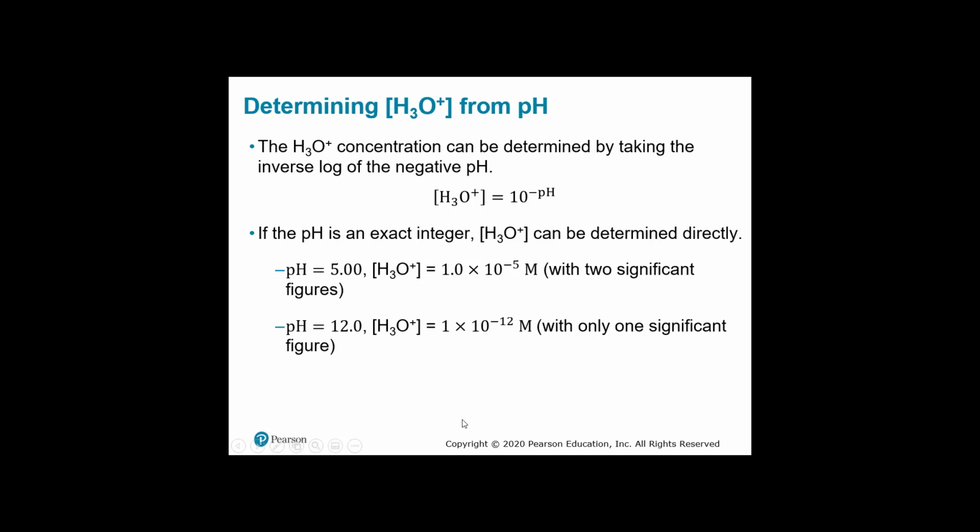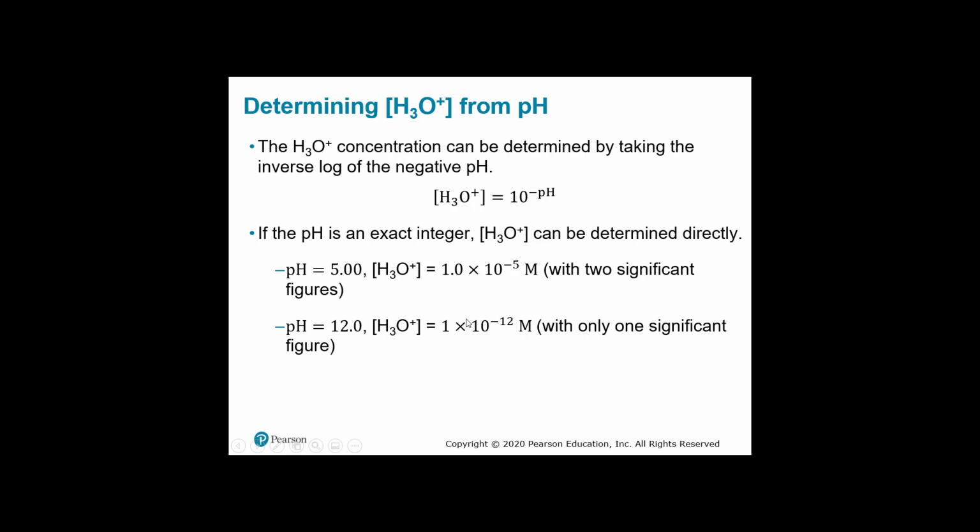The hydronium concentration can be determined by taking the inverse log of the negative pH. I don't know why I can't remember that. So what do you do? You take the pH, remember it's negative. This isn't easy, I've done it many times. That's why I'm saying this. If you don't put the negative sign, you are not going to get the right answer at all. So if you put this, then you can get the correct hydronium concentration.